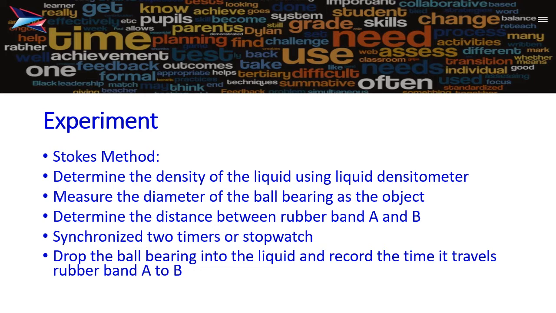The third one, we need to determine the distance between position A and B. These positions A and B need to be in the range of the motion where the object is already at terminal velocity. We will mark these two positions with rubber band A and rubber band B. You are going to measure the distance between these two, so you have an idea how far apart positions A and B are.